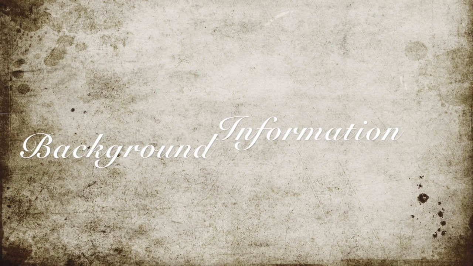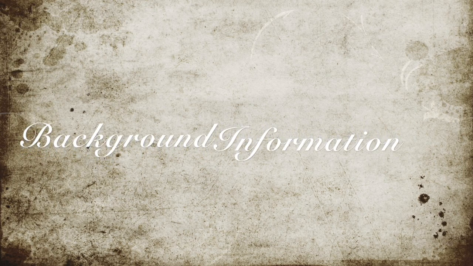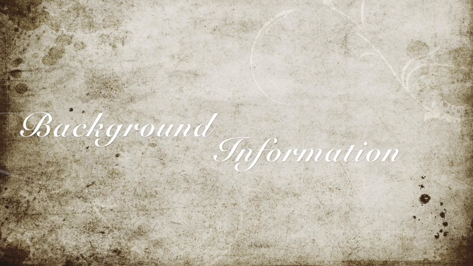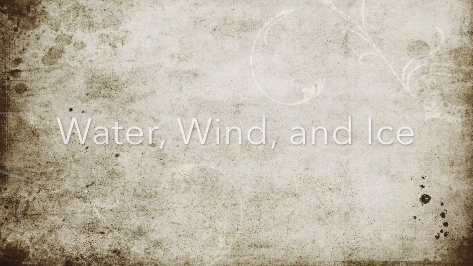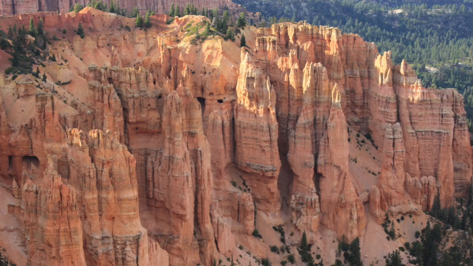This unit teaches the students about erosion. We go over the definition of erosion and deposition and how they are related to landforms. We talk about the major processes that cause erosion, such as water, wind, and ice in the form of glaciers.